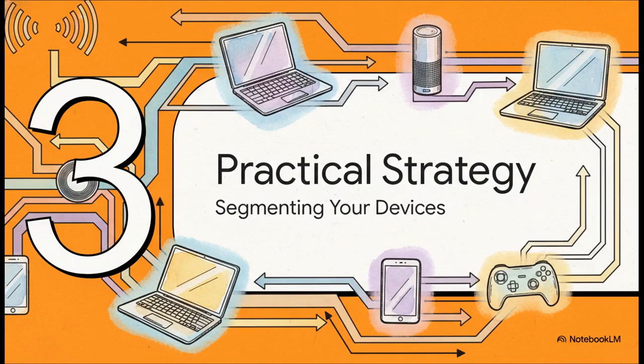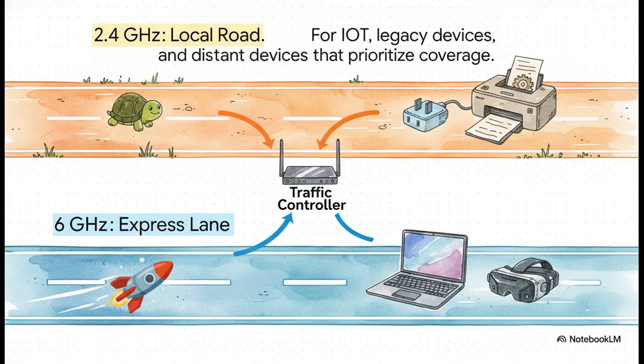Okay, so we've got the theory down, we know the tools. Now let's get practical. How do we actually put this into practice and start segmenting our devices to use these separate lanes? This is where the whole strategy just clicks into place. You're going to intentionally configure your network to be a smart traffic controller. All your slow-moving, low-bandwidth stuff, IoT sensors, smart plugs, older client devices, you push them all onto the 2.4 gigahertz local road. Meanwhile, your high-value mission-critical traffic, the executive laptops, the VR and AR headsets, the 4K video streams, they get exclusive VIP access to that clean, fast 6 gigahertz express lane.